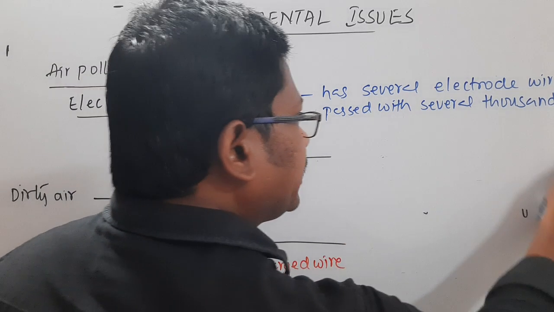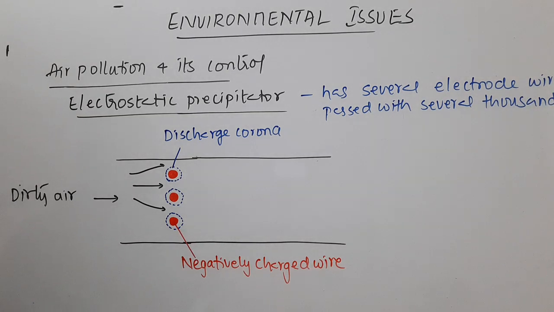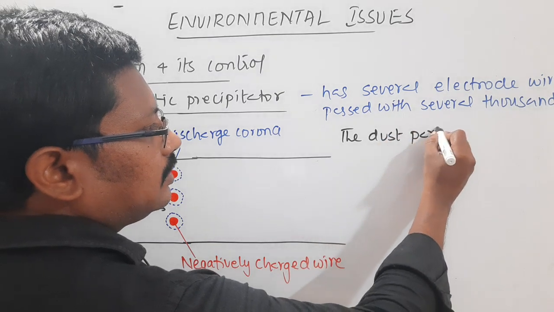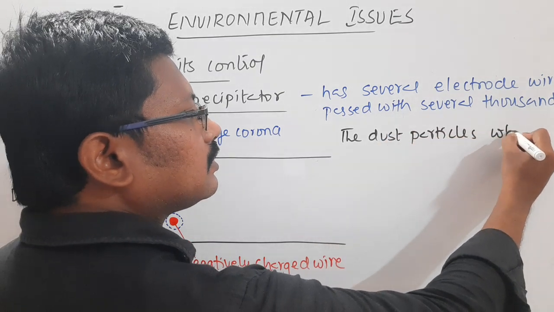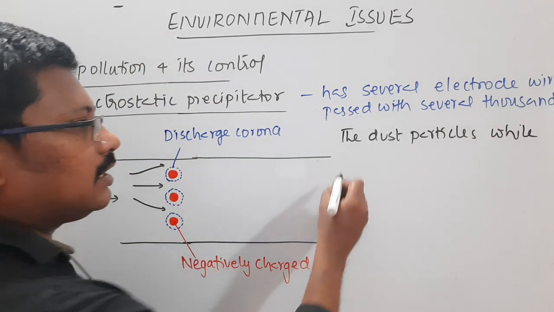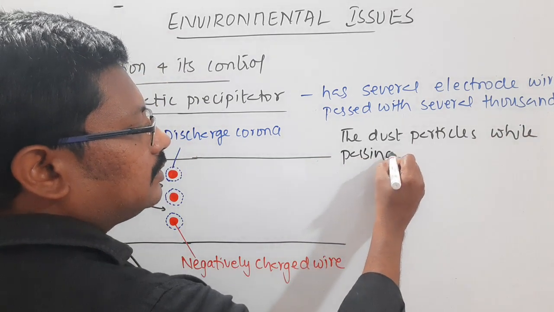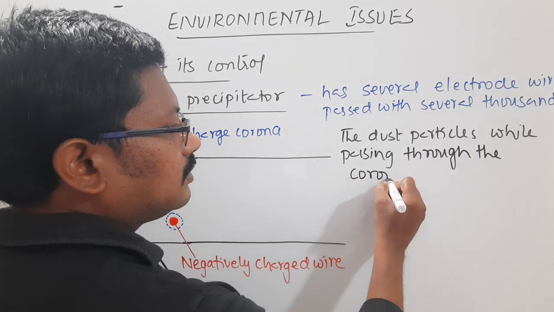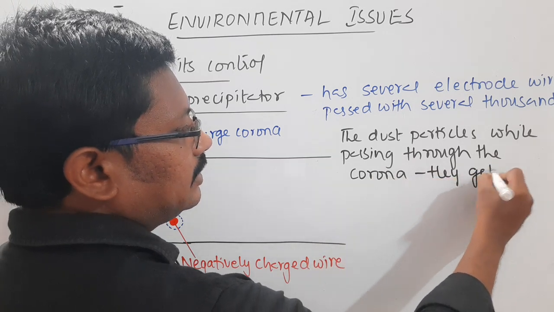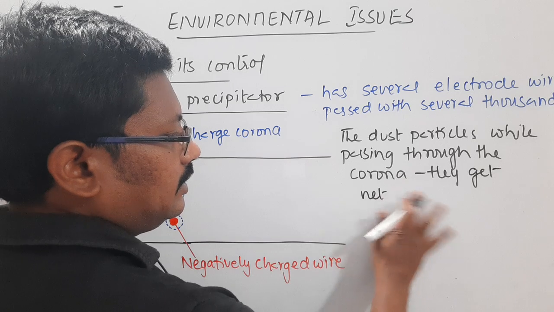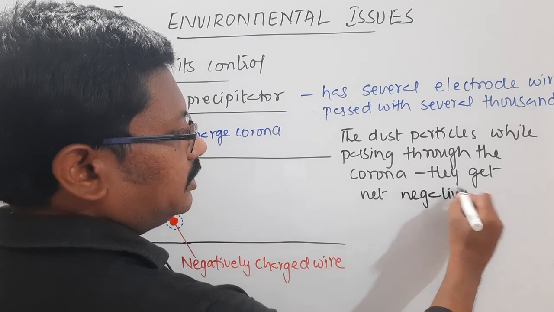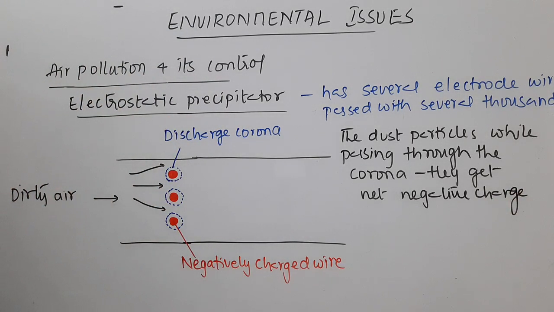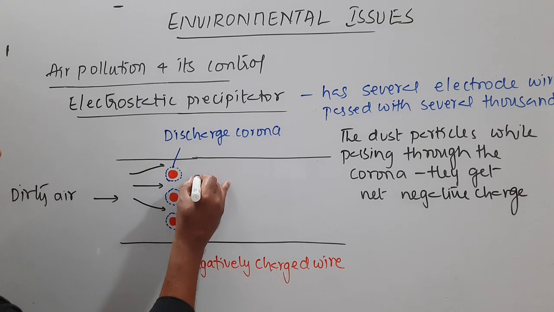Okay, I'm sorry, I'll write it again. The dust particles, while passing through the corona, get a net negative charge. Okay, right. So now the particles get a negative charge here.